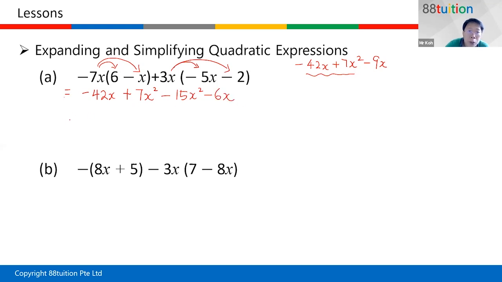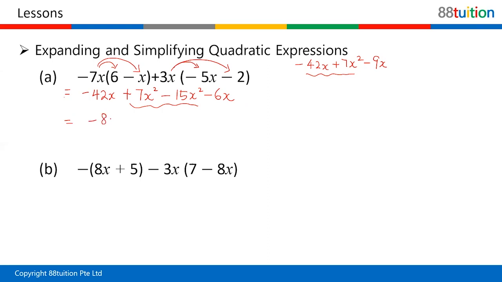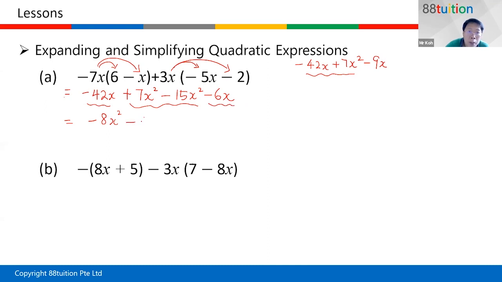All right, now you're going to combine them together. So you look at the first one here, x squared and x squared. So 7x squared minus 15x squared will give you minus 8x squared. Then the next one, minus 42x followed by minus 6x, so the total will be minus 48x. All right, so that's the answer.